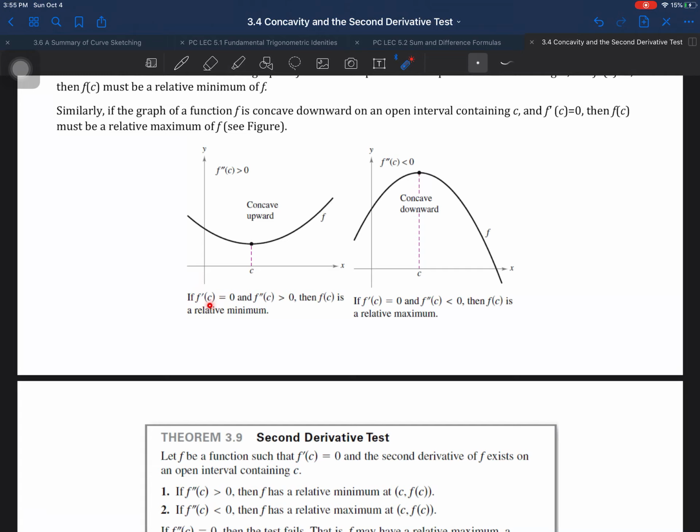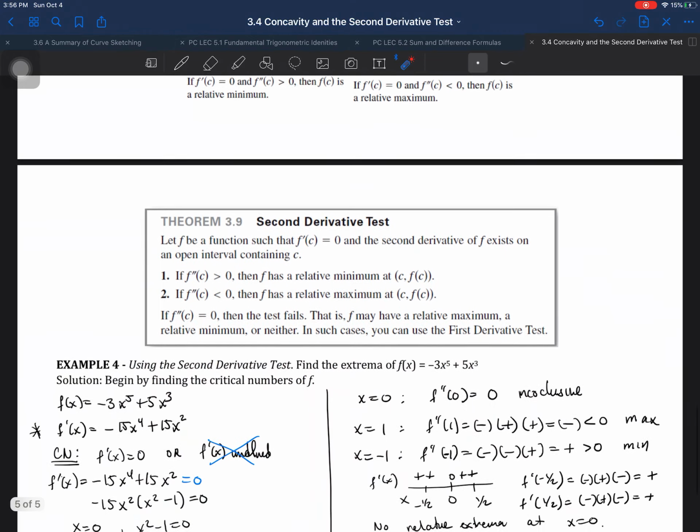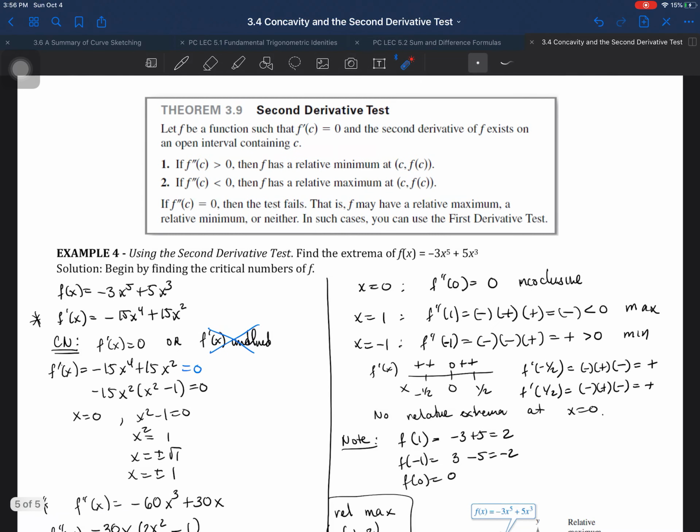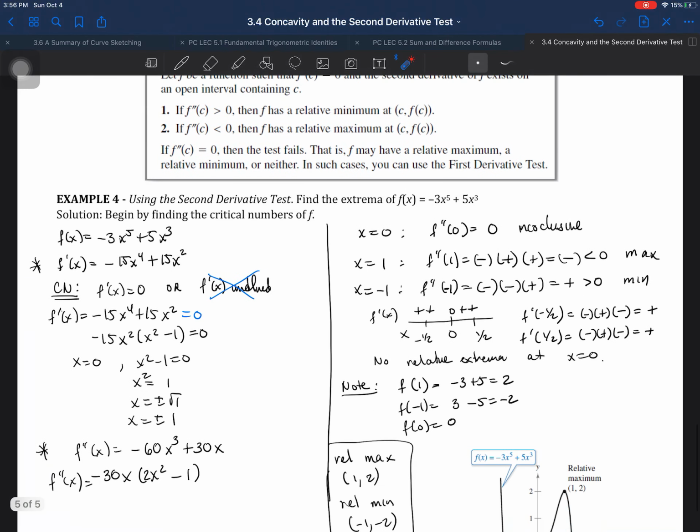So if you know that c is a critical number and, in addition, the second derivative is greater than 0, then that means it's a relative min. If you know that this is a critical number and the second derivative is less than 0, then you know this is a relative max. And that's it. That's the second derivative test. Now, if you get the second derivative and it's 0, then the test fails, and the test didn't help out. So you can use the first derivative test for that instead. Let me say that again: if you don't get positive or negative, and instead you get a 0, then the test does not work. Therefore you have to use the first derivative test.